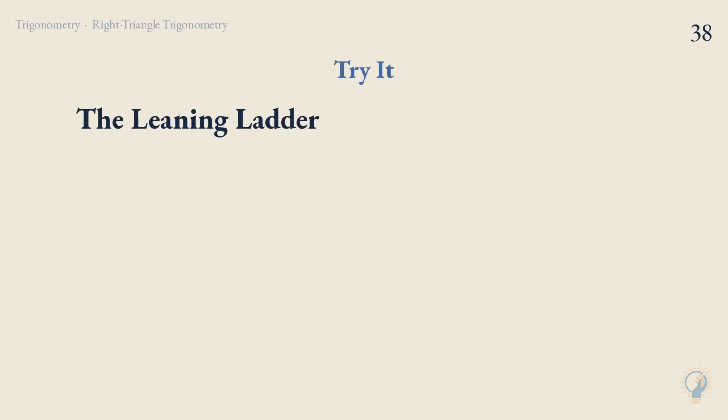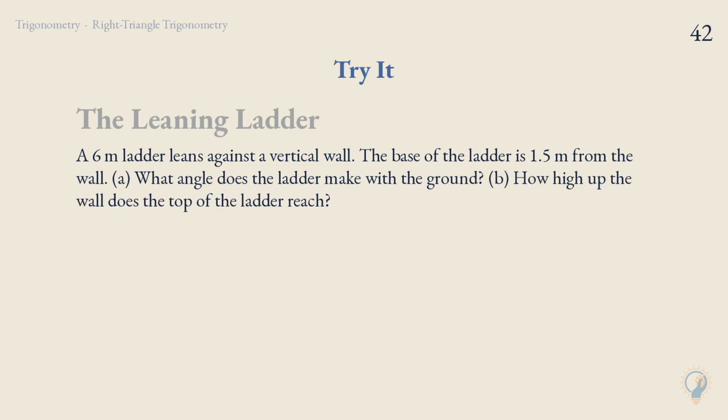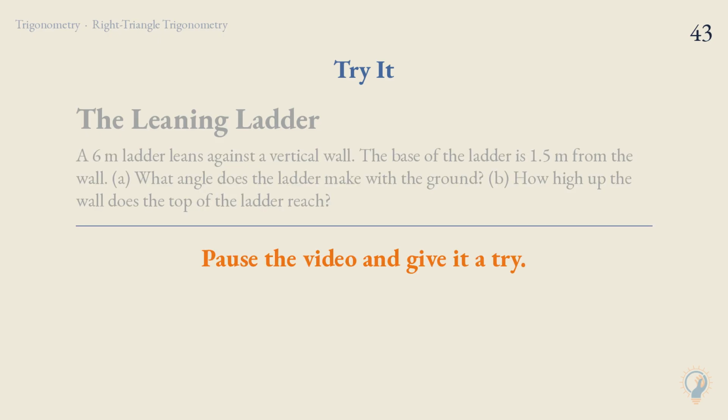Try it. The leaning ladder. A 6-meter ladder leans against a vertical wall. The base of the ladder is 1.5 meters from the wall. Part A. What angle does the ladder make with the ground? Part B. How high up the wall does the top of the ladder reach? Pause the video now and give it a try.